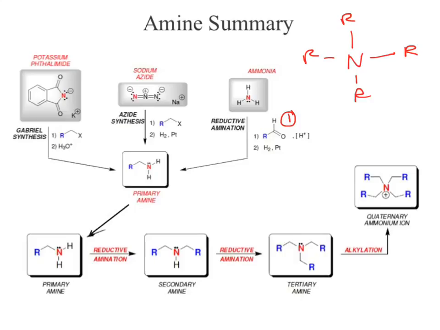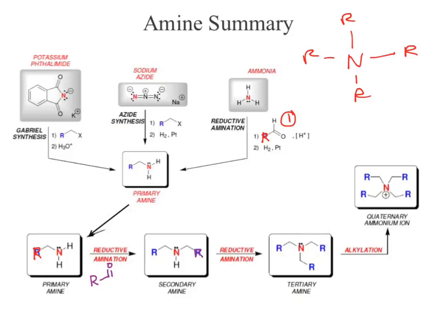Okay, so I'm going to start coloring these in. We add in a red R. So our product now has this red R. We can then do this with a second reductive amination. Except in this case, what we'll go through and do is we'll add in a purple R.